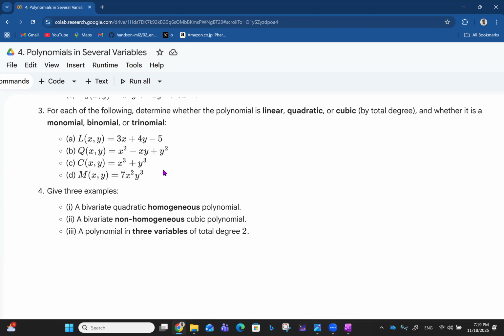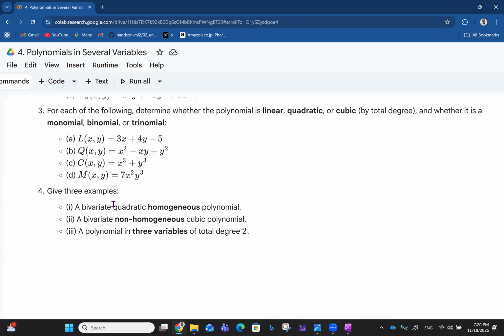Because it is 2, that's quadratic, and it is a trinomial too. Now this is binomial because that's 2 terms, and for the degree, this is 3 and 3. So that is a binomial of degree 3, basically. And it is homogeneous, of course, because it is 3, 3. This is also homogeneous like that. And 7x squared y cubed, this is just a monomial, the total degree is 5.